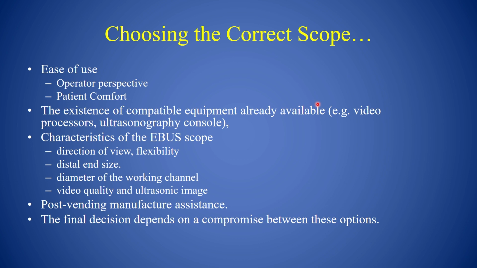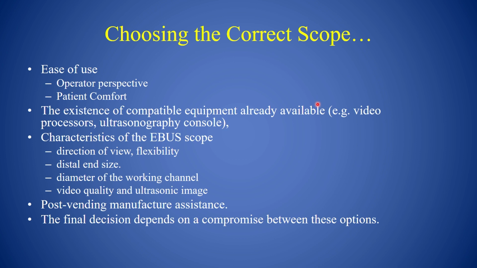Also, you need to consider what is available already with you in your endoscopy suite. So if you have a particular company's processor and an ultrasonography console, it's easier to probably buy the same scope. The characteristics of the EBUS scope also matter. The direction of forward viewing angle, the flexibility of the scope, the distal end size, the diameter of the working channel, the quality of the video, the endoscopic image, and the ultrasonographic image. All of this would also be the points of consideration.